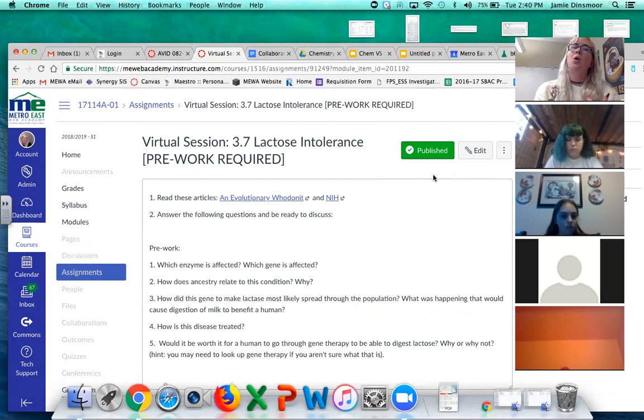Okay. So again, reiterating the point here that one gene makes one protein that has a function. Sometimes the function's really obvious, like in this case, it breaks down lactose. Sometimes the function might be less obvious.